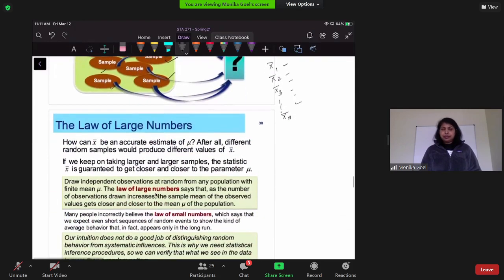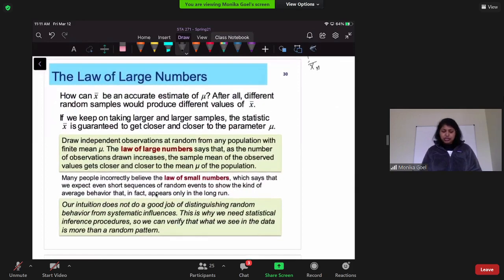There is a concept we call the law of large numbers. The law of large numbers says: draw independent observations at random from any population with finite mean mu. And again, we learned about independence, that knowing one is not going to affect the chance of the other. The law of large numbers says that as the number of observations drawn increases, the sample mean of the observed values gets closer and closer to the population mean. So the sample mean is a good estimate for the population mean.